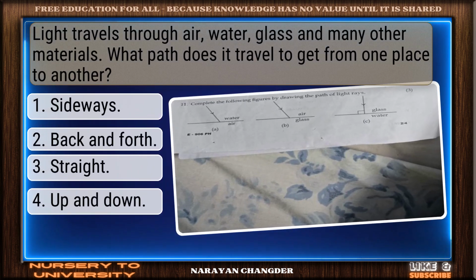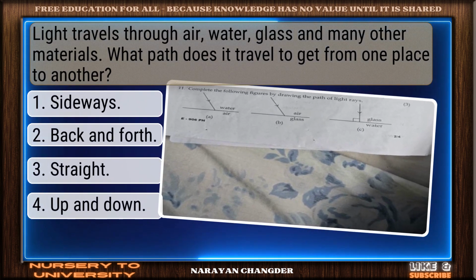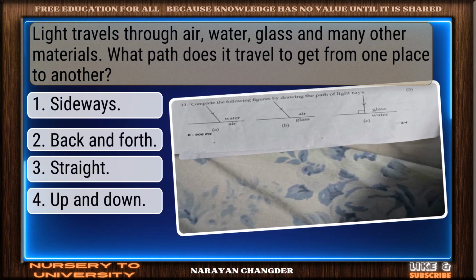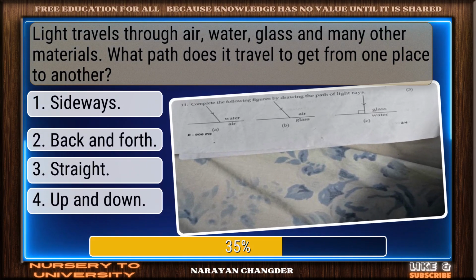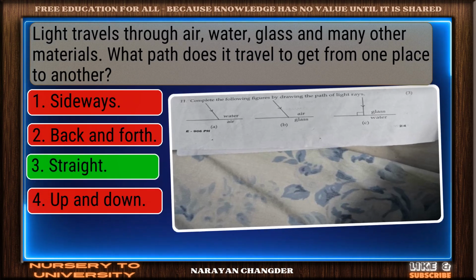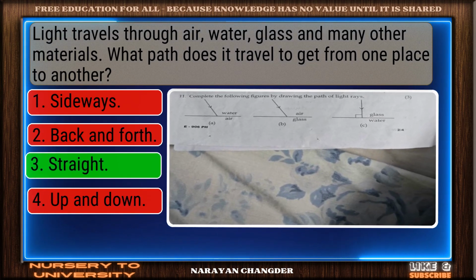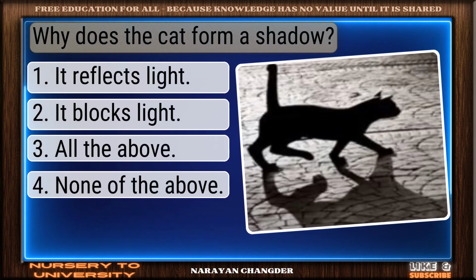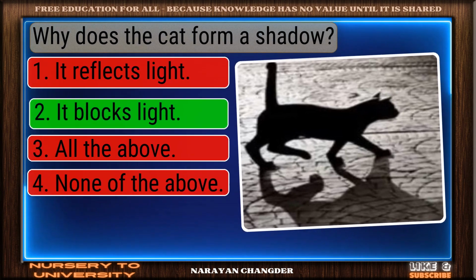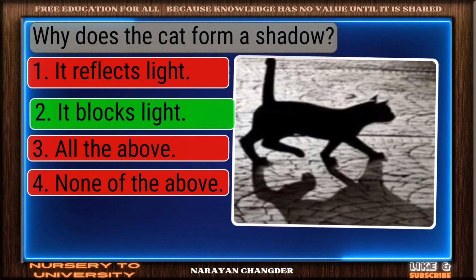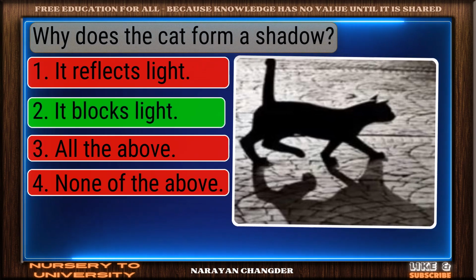Light travels through air, water, glass, and many other materials. What path does it travel to get from one place to another? On track. Straight is the correct answer. Why does the cat form a shadow? Sharp thinking. It blocks light is the right choice.